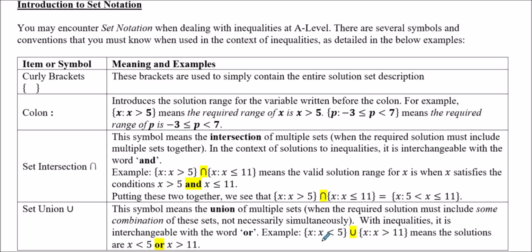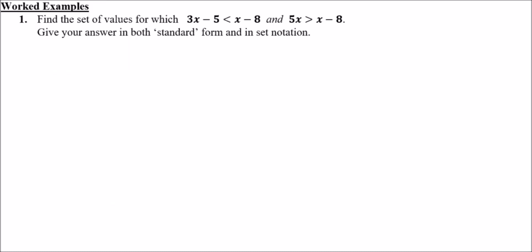To give this a bit of life, I'm going to show you how these work with some worked examples. Worked example 1. Find the solution set for which 3x minus 5 is less than x minus 8, and then also 5x is greater than x minus 8. Give your answer in both standard form and in set notation. What I'm going to do here is section this off into two separate bits.